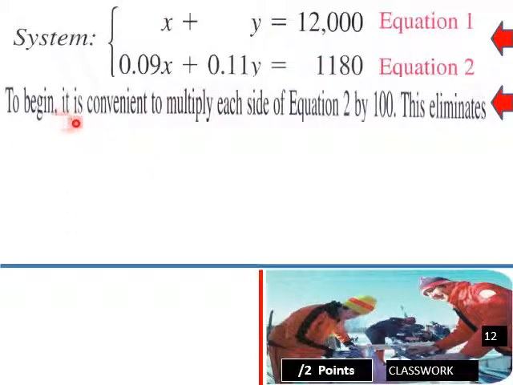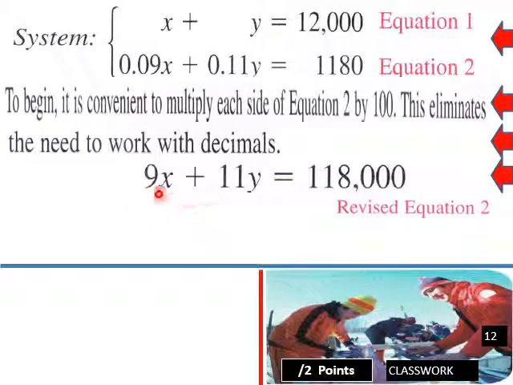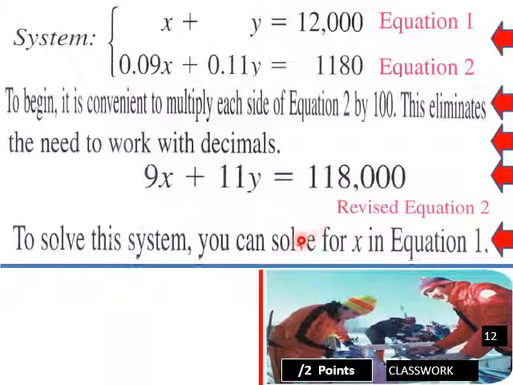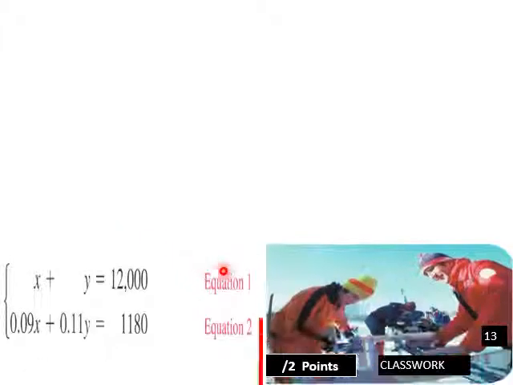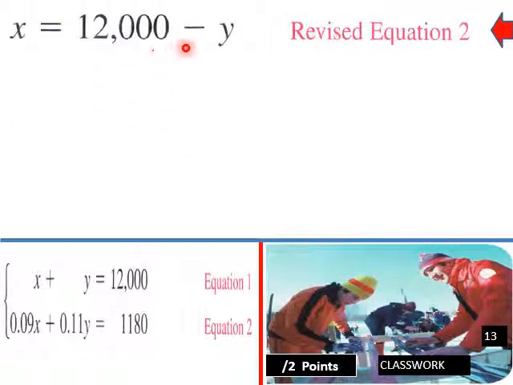So to begin, it is convenient to multiply each side of equation 2 here by 100. We want to get rid of these decimals. This eliminates the need to work with decimals. So when we do that, we have 9x plus 11y equals 118,000. To solve this system, you can solve for x in equation 1. So up here, we're going to solve for x. So x equals 12,000 minus y. This is a revised equation 2.